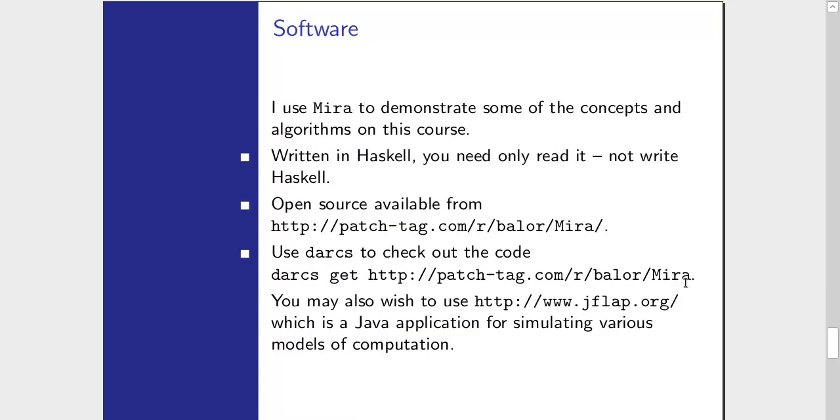Software, I'll give you all the software that we need. All the software we need is open source. I use my own software to demonstrate some of the concepts on the course. It's written in Haskell, which is a lovely functional programming language. You don't need to be able to read it or to write it, but I'll talk you through some of reading it. We may also wish to use JFlap, which is a fairly standard Java application for simulating finite state machines and things like that.